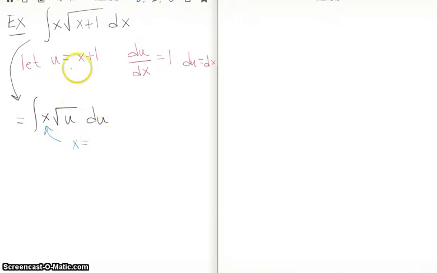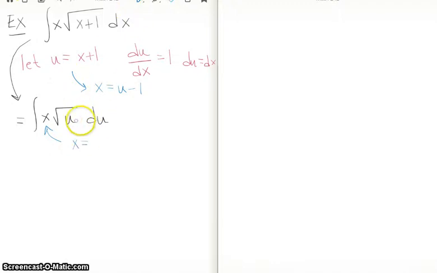Well, that's true. We do. We have this right here: u is x plus 1. Well, wait a minute. If u is x plus 1, doesn't that mean that x is equal to u minus 1? Aha! Yes, because that's how they're related. u is x plus 1, so x is u minus 1. Subtract the 1 over. Aha!